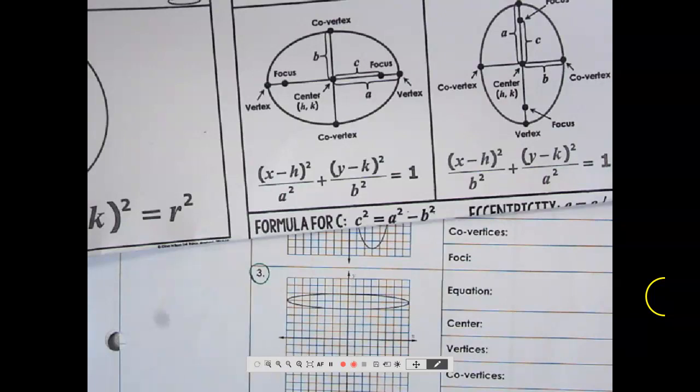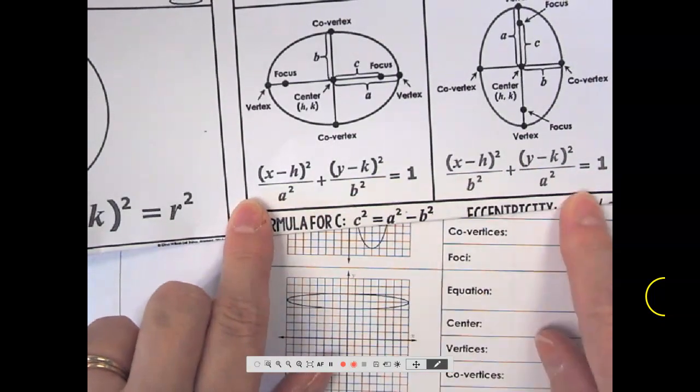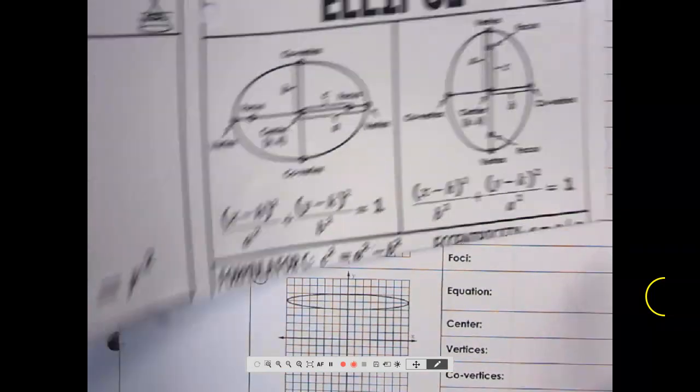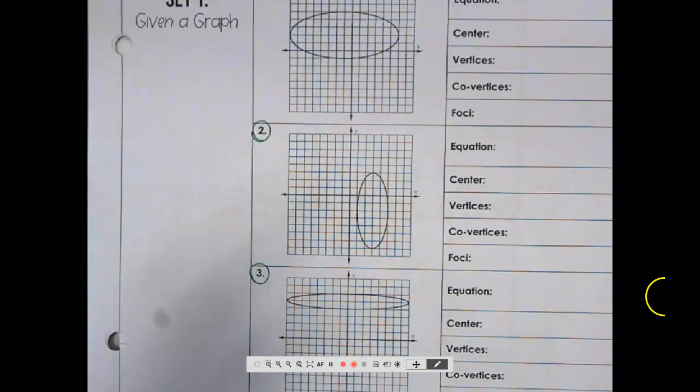I need to know the center. And what else did you say? A squared and b squared. So those are the 3 things that we need to know. Where is it centered? What's a squared? What's b squared? And if we can figure out those 3 things, then we can easily sub it all into the equation. Okay? All right, so easy enough.